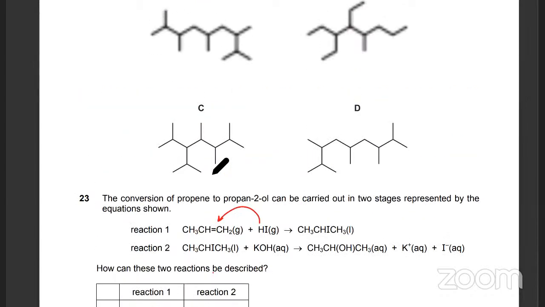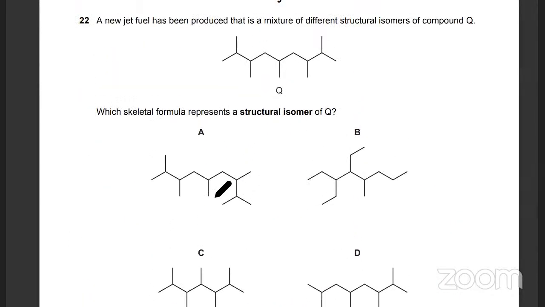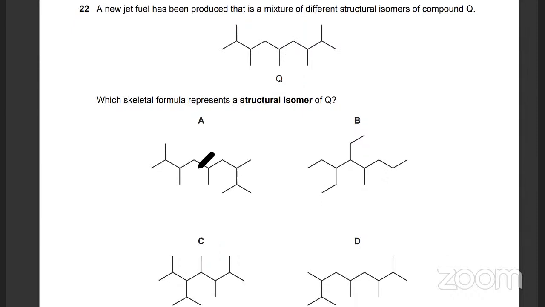So now the other part is that a new jet fuel has been produced that is a mixture of different structural isomers of compound Q. Which skeletal formula is a structural isomer of Q? It has to be an isomer of Q, right? What about the first one? Is it an isomer or not? To be an isomer, you have to have the same number of carbon atoms. So that's 1, 2, 3, up to 14. You've got 14 carbon atoms.